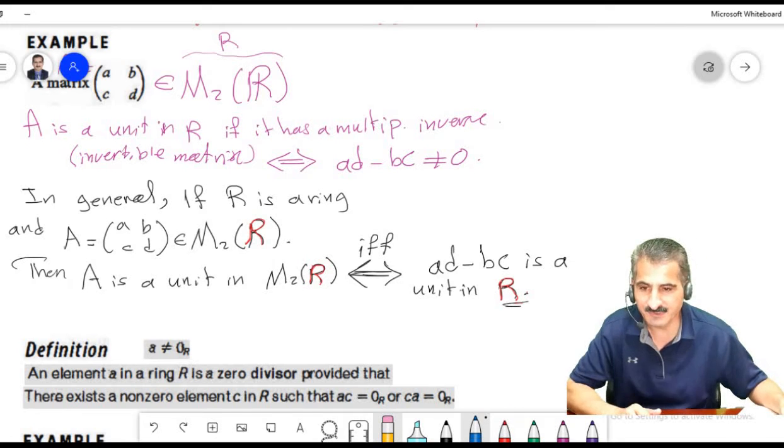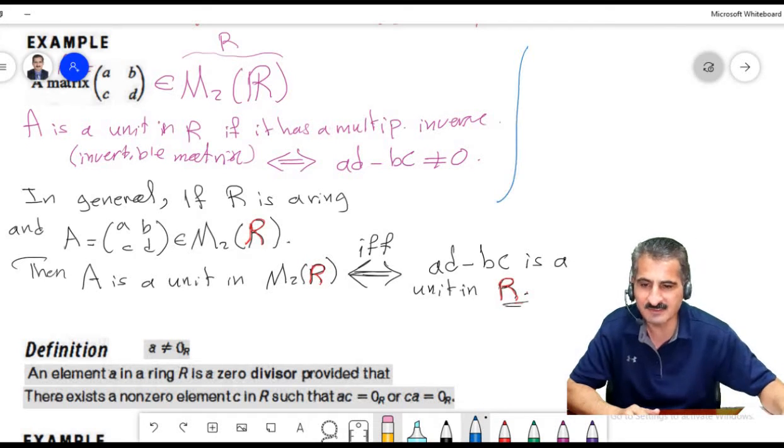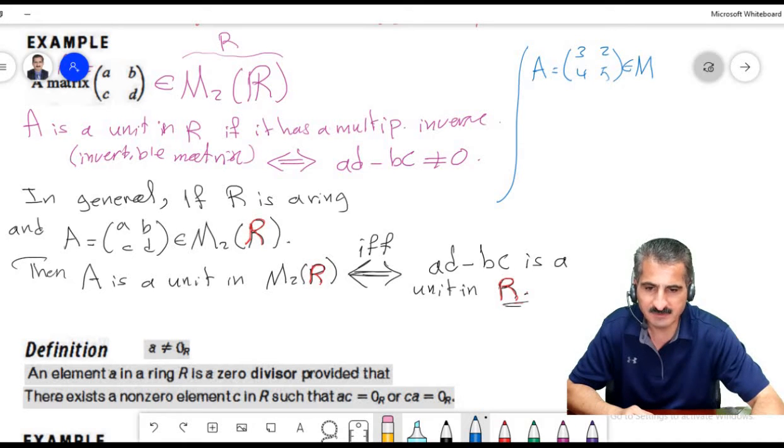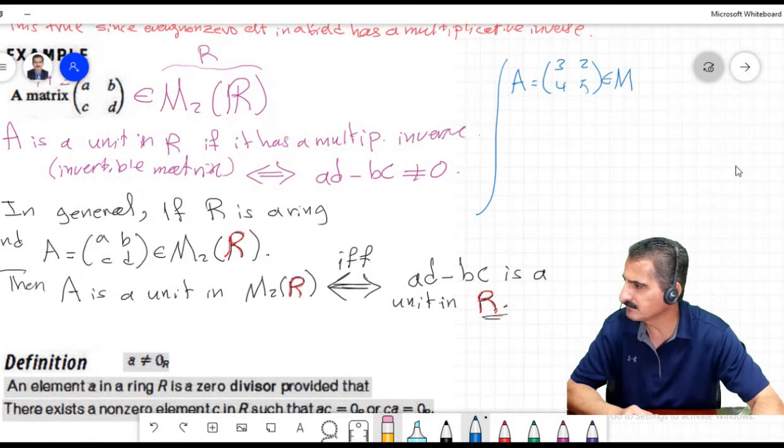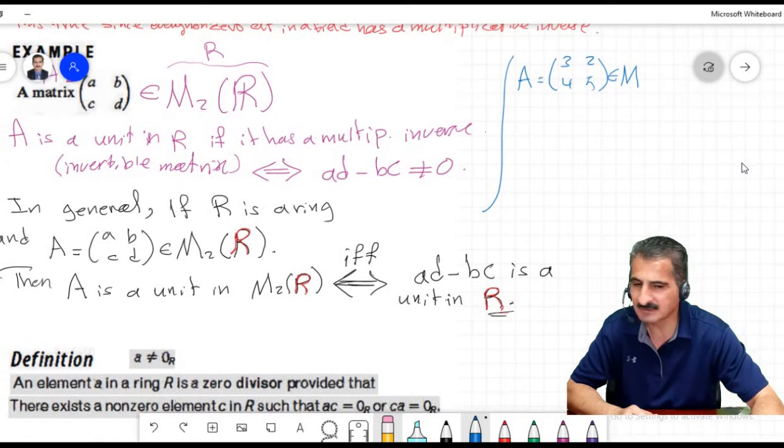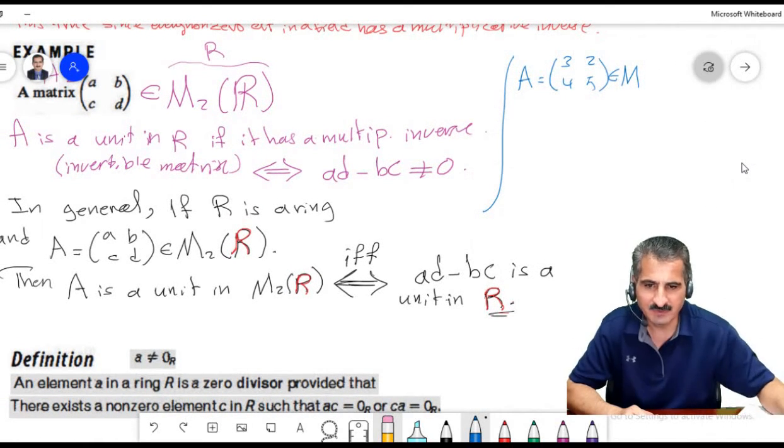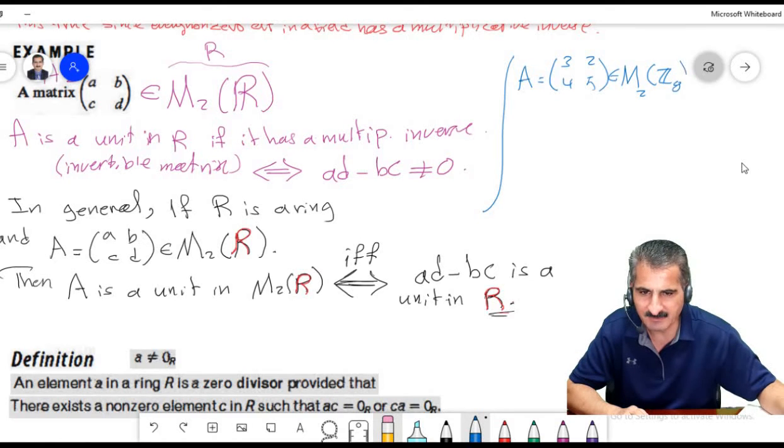So for instance, let me use this space. What about A equals, let me just write some numbers like this, 5, and this comes from M, I need more space here. Okay, yeah, maybe 2 by 2, but we are coming from the 8. Is that invertible?